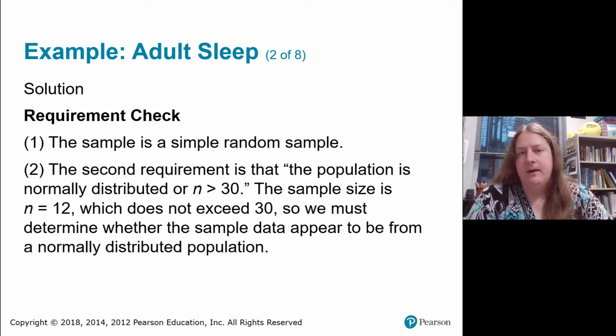So, our requirement check. The sample is definitely a simple random sample. Our second requirement is that the population is normally distributed or n is greater than 30. Well, the sample size is 12, which is definitely not greater than 30. It doesn't even fall into that gray area if we were using that. So we must determine whether the sample data appear to be from a normally distributed population.